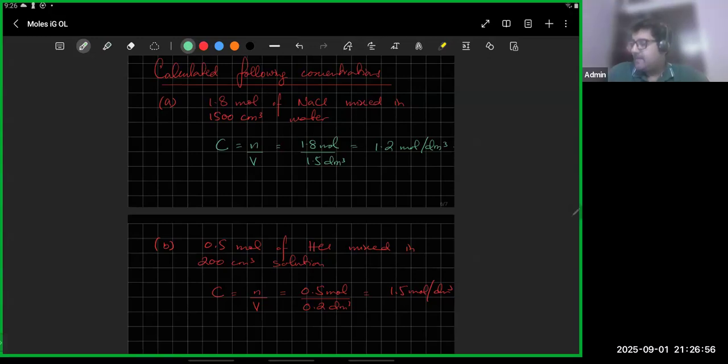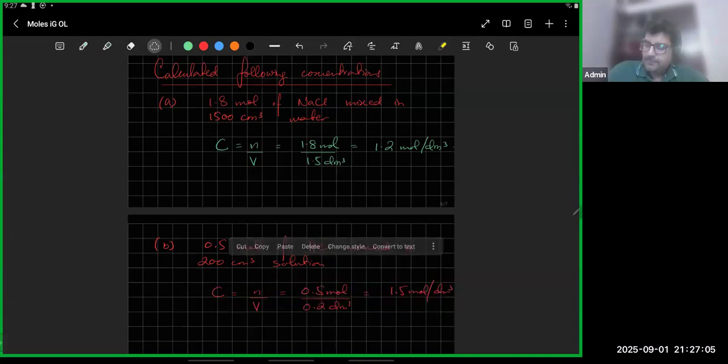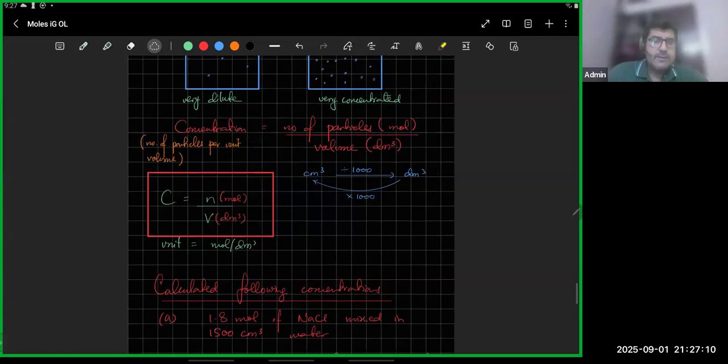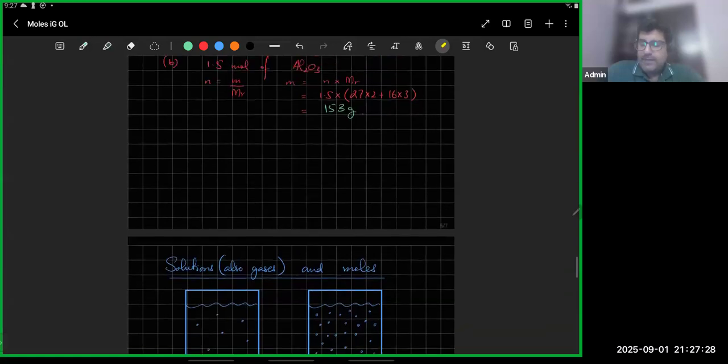Okay, is this clear? Yes. So that is concentration. Remember, this is your second formula. All solutions are going to be described by concentration. What is concentration? It's the number of particles divided per unit volume. It's moles divided by volume, and the unit for that is mole per dm cube.